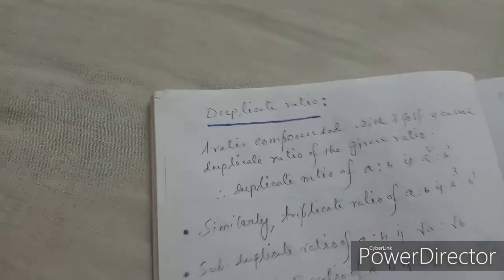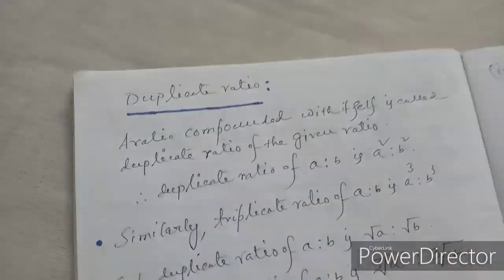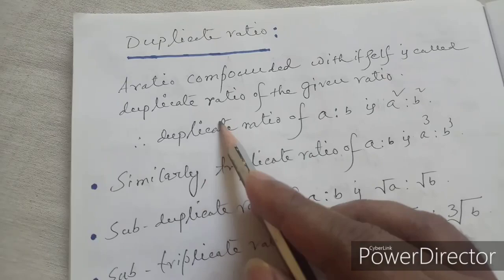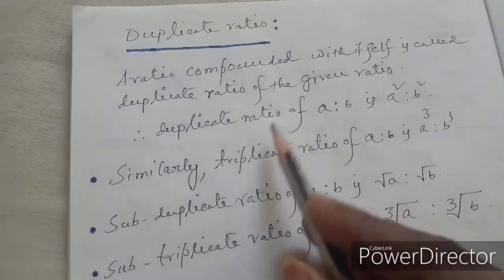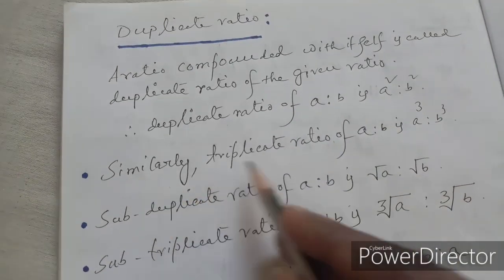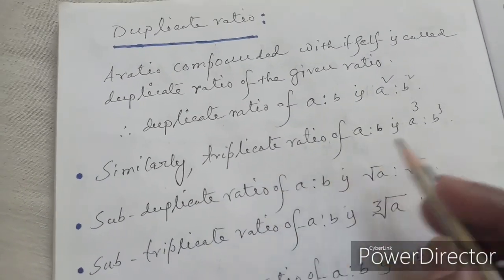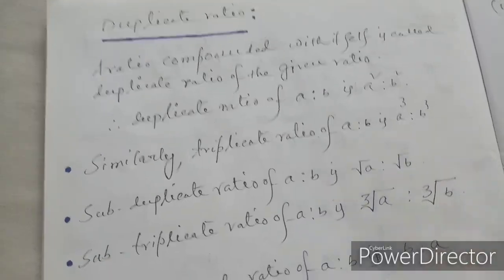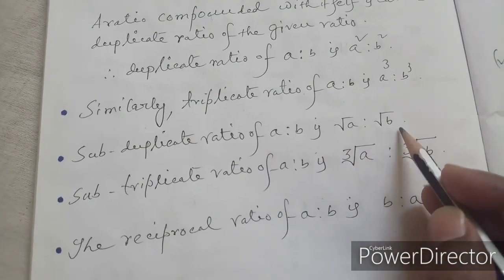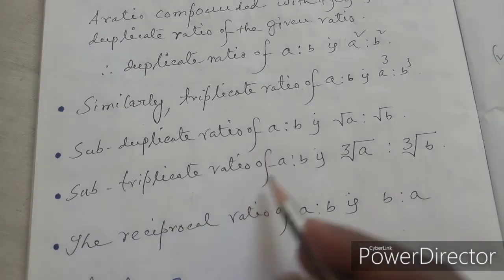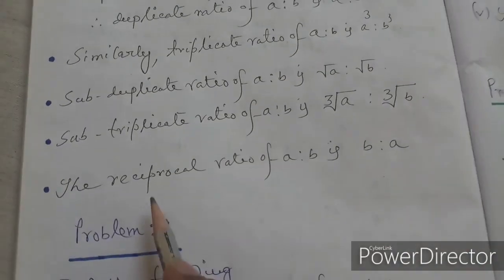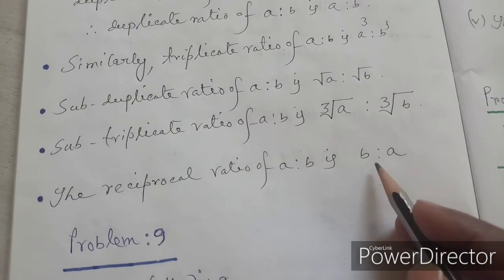So now, what is duplicate ratio? A ratio compounded with itself is called the duplicate ratio of the given ratio. That means the duplicate ratio of a is to b is a square is to b square. Similarly, triplicate ratio of a is to b is a cube is to b cube. Subduplicate ratio of a is to b is root under a is to root under b. And subtriplicate ratio of a is to b is cube root of a is to cube root of b. And reciprocal ratio of a is to b is b is to a.